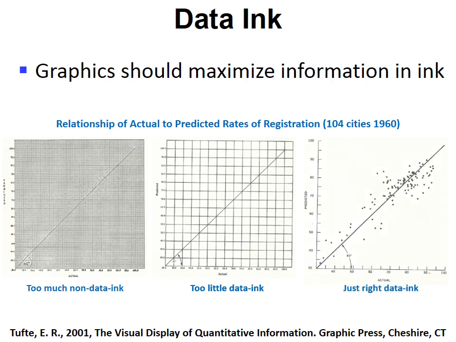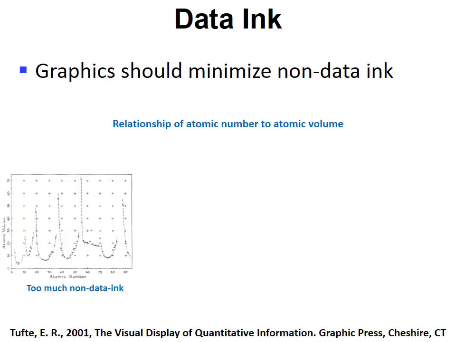Meanwhile, the figure on the right has the right balance of critical data ink and necessary non-data ink to put it into context. Nothing extraneous is listed, all of the measured data points are shown, the line of best fit is shown, and the information is conveyed without use of excessive ink.